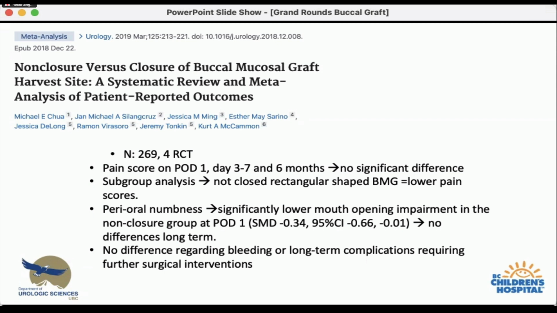A subgroup analysis showed that rectangular-shaped buccal mucosa grafts have less pain when they're left open on postoperative day 1. Then perioral numbness, pooled from 2 studies that were the ones who reported it, showed significantly lower mouth opening impairment in the non-closure group at postoperative day 1, but had no difference between the groups beyond this point. And finally, there was no difference regarding bleeding or long-term complications regarding further interventions.